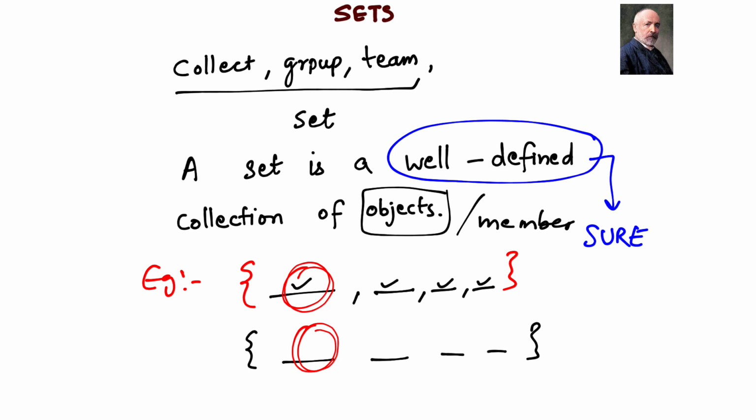Set means yes or no. Something is a member of the set, yes. Something is not a member of the set, that's it. And that is for everyone. It is universal. So we are talking about facts.